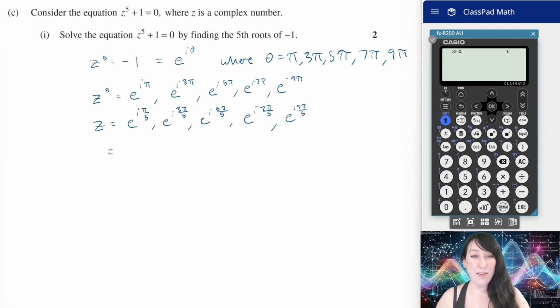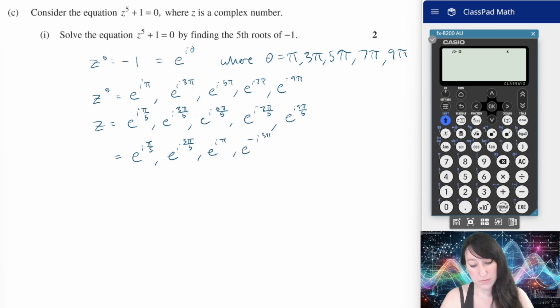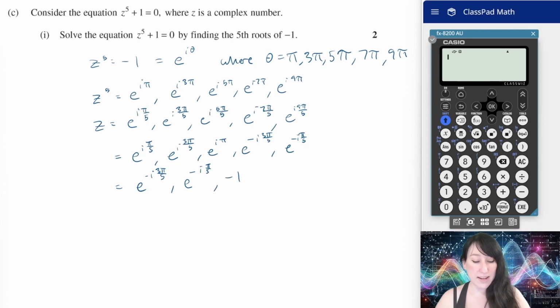Notice that 7 pi over 5 and 9 pi over 5 are past pi, so we can express them as a principal argument by subtracting 2 pi. And so our solutions are e to the minus i times 3 pi over 5, e to the minus i times pi over 5, -1, again, e to the i pi is -1, e to the i times pi over 5, and e to the i times 3 pi over 5.